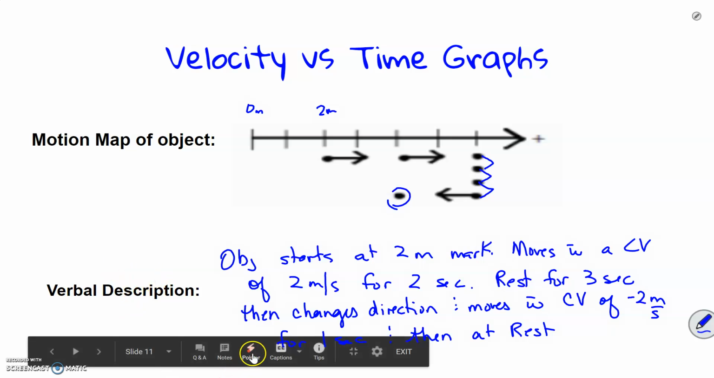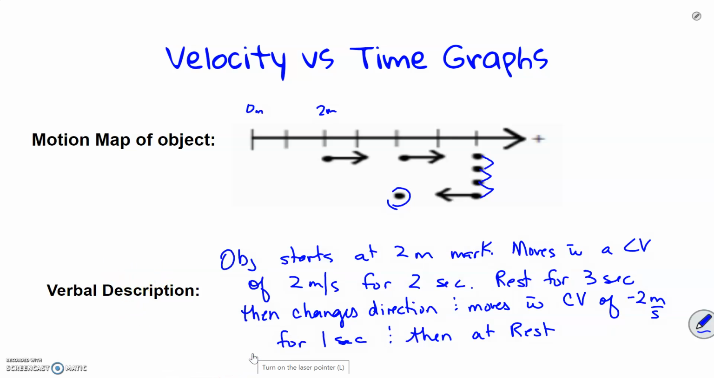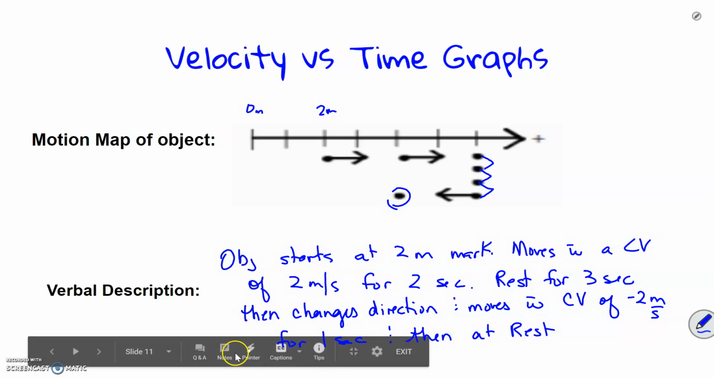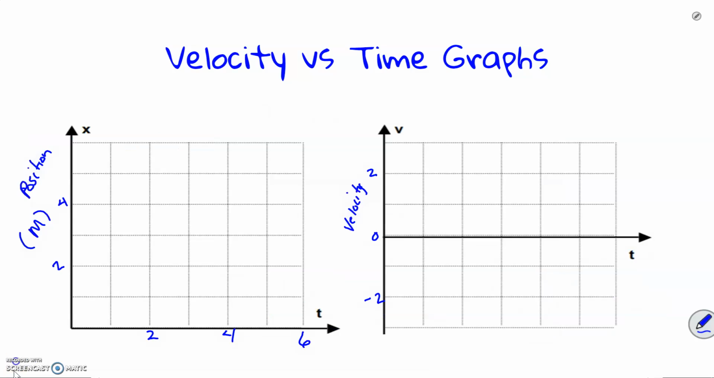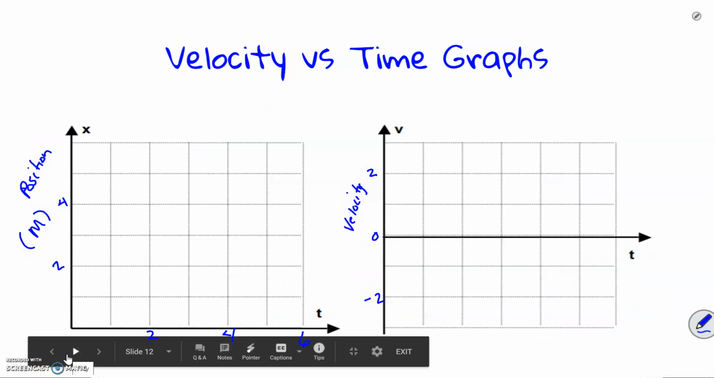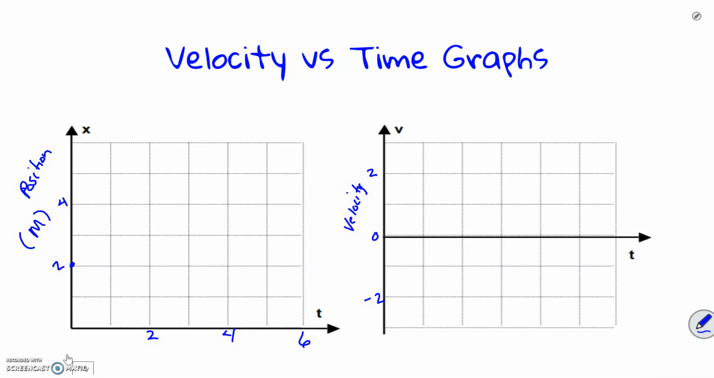Now, I'm going to want to take this motion map and graph it on the next page. So I'm going to take the information from the motion map on the previous slide and put it on this slide. My starting position at 0 time was 2 meters.